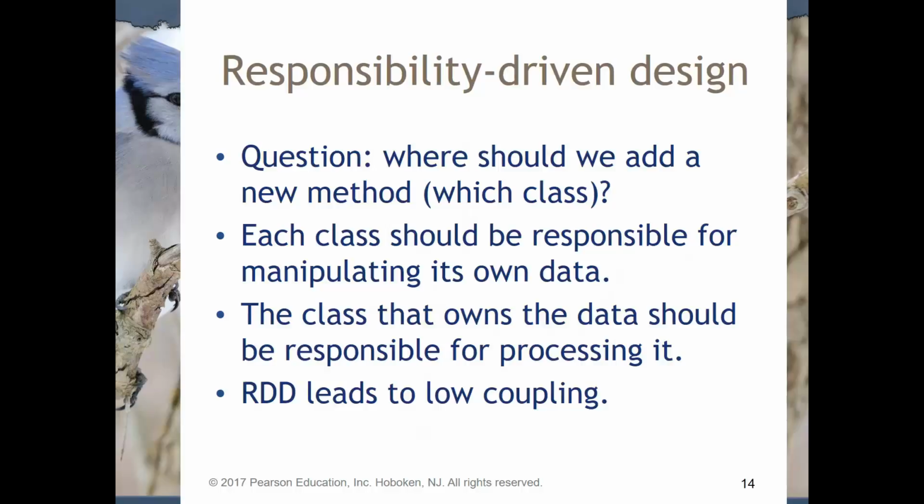Each class should be responsible for manipulating its own data. In other words, Class B should not manipulate the data in Class A. A should do everything for itself, no one else. The class that owns the data should be responsible for processing it as well. Manipulating, processing, variants of the same concept. Each class should be responsible for itself. If you follow RDD, you get low coupling.